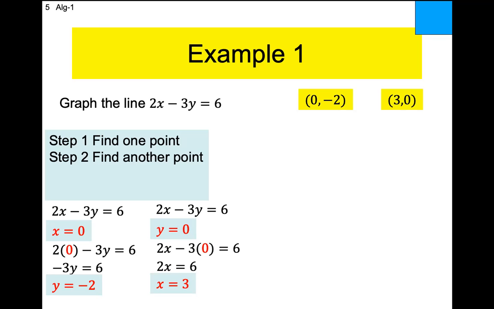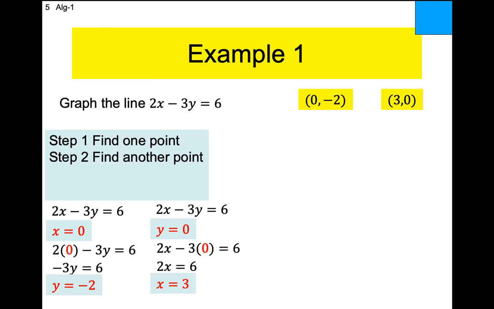You are finding what are called the intercepts. First or second? What's 3 times 0? 0. It goes away. So you're just left with 2x equals 6. Divide both sides by 2. The only issue is you've got to remember it goes xy, not yx.